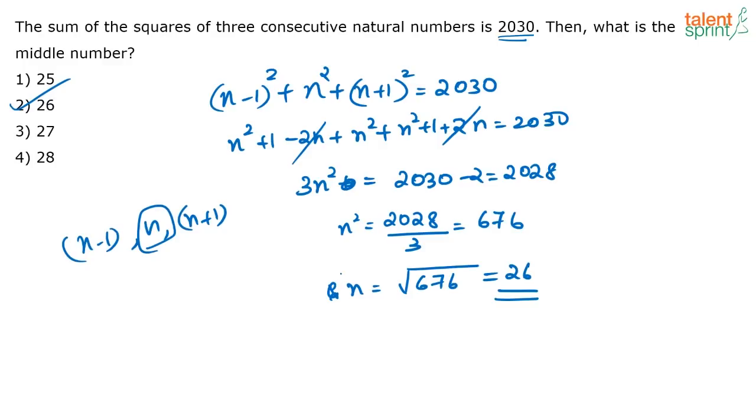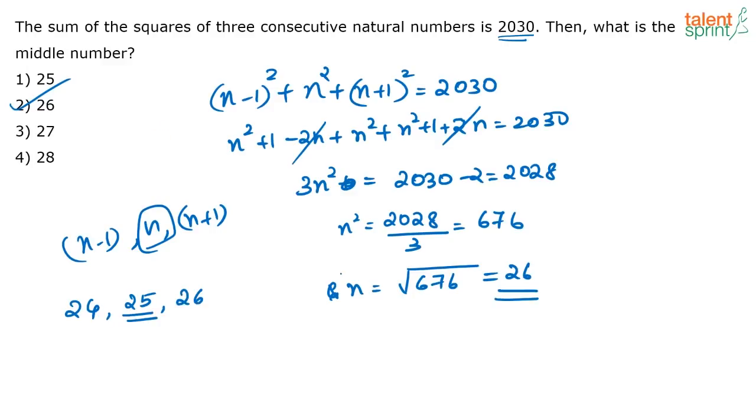Now this is one way of approaching it. The other way, if you are not able to do this way, the other way you can do is check with the options. So how will you check with the options? See if the middle number is 25. Okay, now let us look at first option. The middle number is 25. So what is the number before it? It has to be 24 and the next number has to be 26.